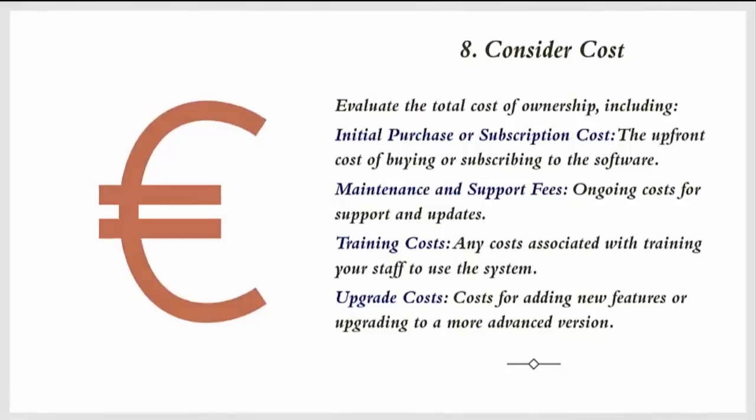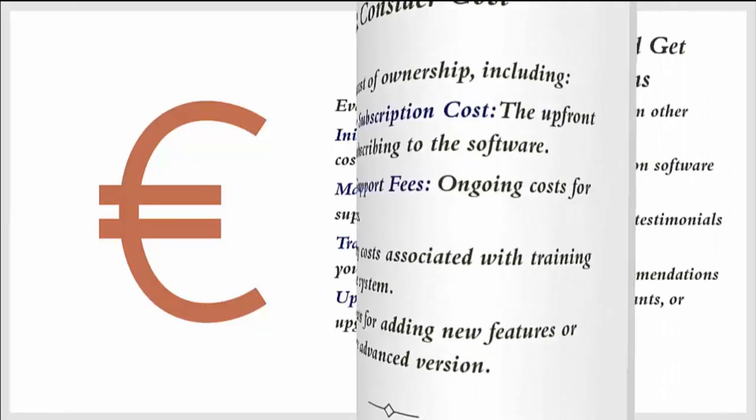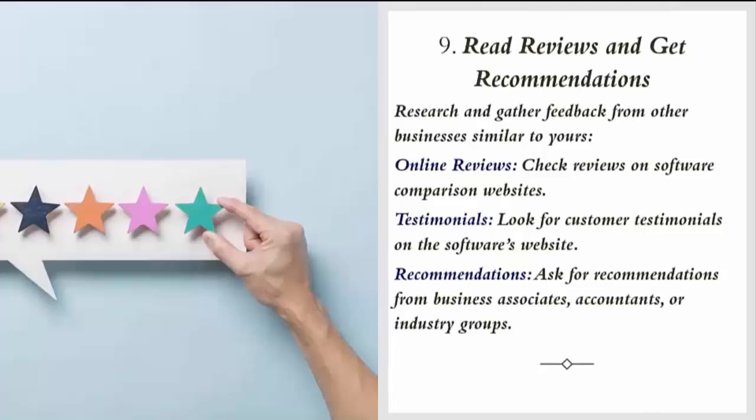8. Consider cost. Evaluate the total cost of ownership, including initial purchase or subscription cost, the upfront cost of buying or subscribing to the software, maintenance and support fees, ongoing costs for support and updates, training costs, any costs associated with training your staff to use the system, upgrade costs, costs for adding new features or upgrading to a more advanced version.